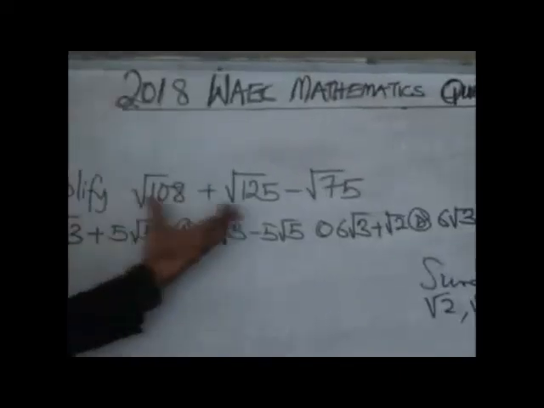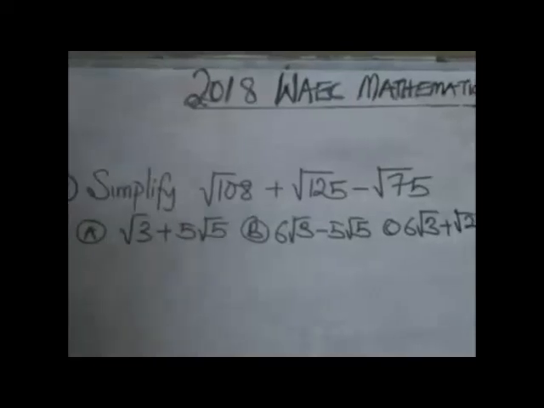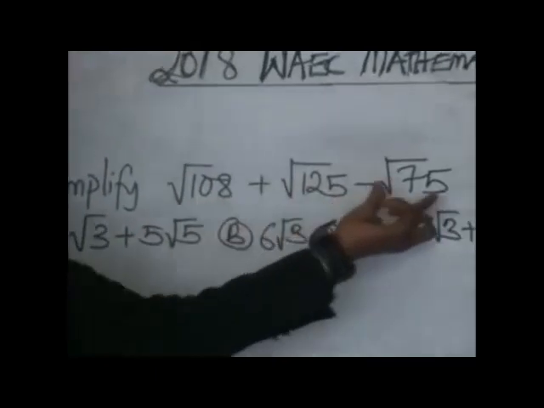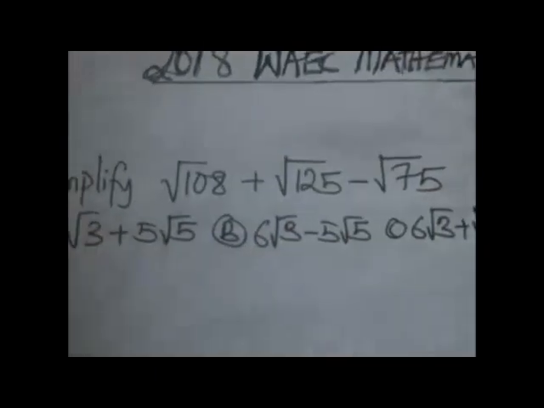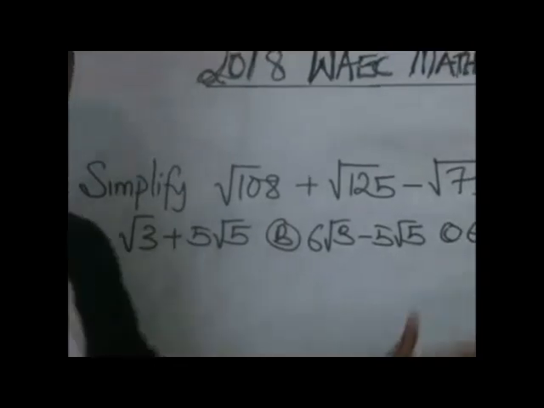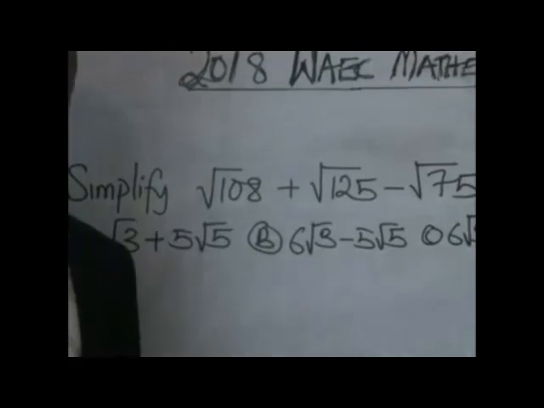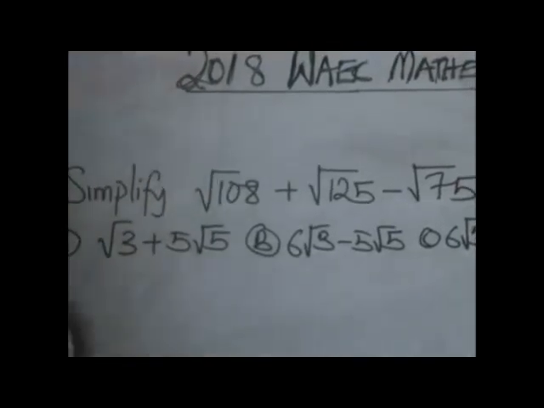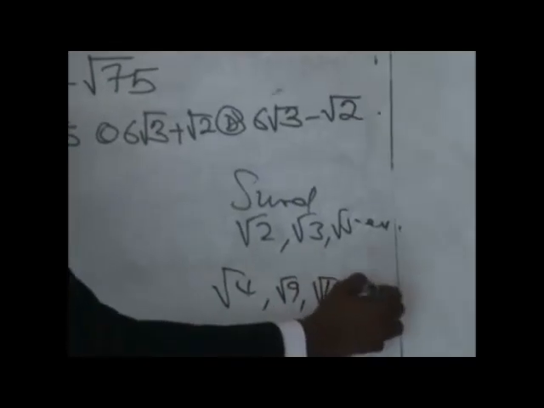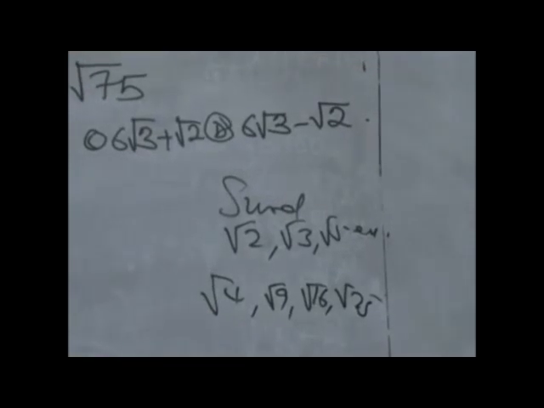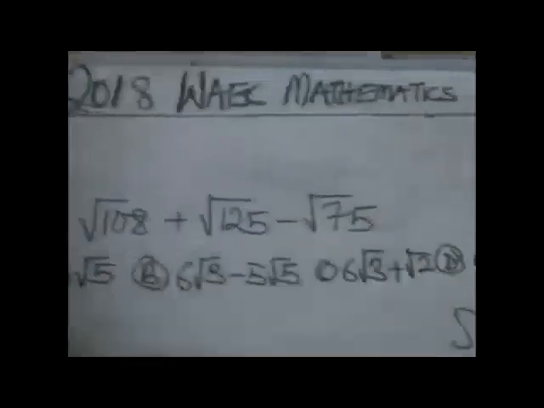Now, how do you solve this problem? What we do is to find a way to break down square root 108, square root 125, and square root 75 into two numbers, so that one of the numbers will be a surd and the other will be a perfect square. What do we mean by perfect square? Perfect squares are numbers upon which, when you take the square root, you get an exact value. For example, square root 4, square root 9, square root 16, square root 25. These are perfect squares, because when you take the square root of these numbers, you get an exact value. So you try and break 108 into a surd and a perfect square.